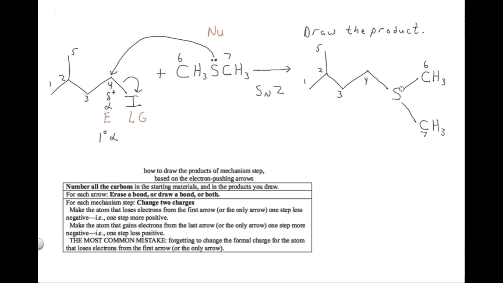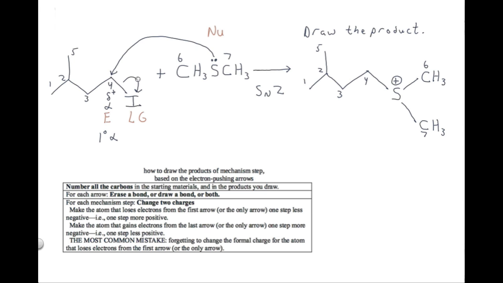Now the most important part to get right is the charges, because this is the first arrow. This sulfur that's losing electrons should become one step less negative, one step more positive. The sulfur started neutral, it's losing electrons, it becomes one step more positive, which means the sulfur ends up with a positive formal charge. This positive formal charge is the most important part of the products to get right, and forgetting the positive charge would be the most common student mistake.